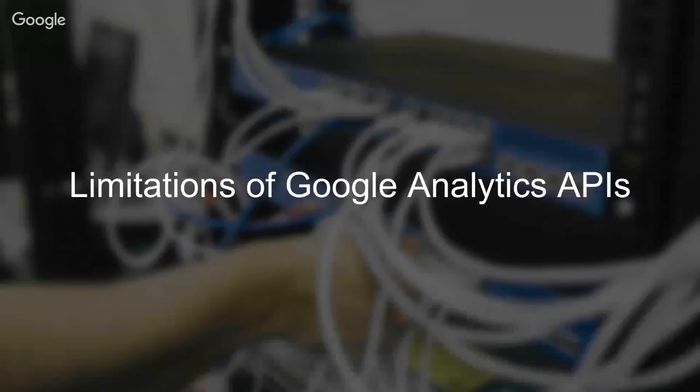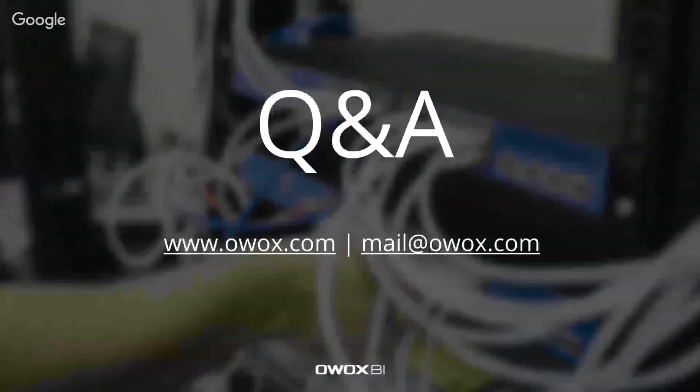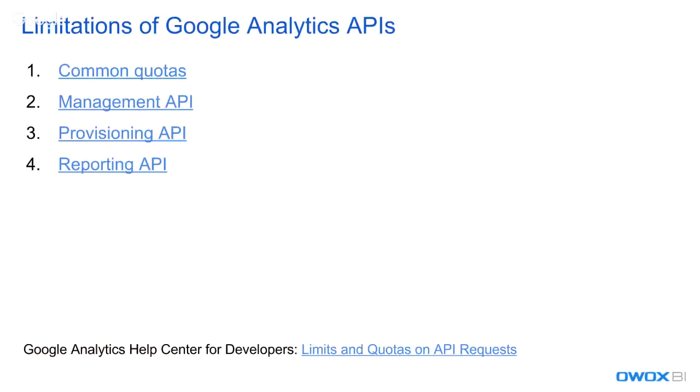So you also should know that Google Analytics API has some limitations. For example, with the help of the Google Spreadsheets add-on, you can't export more than 10,000 rows. So you should know this limit to work with Google Analytics data.